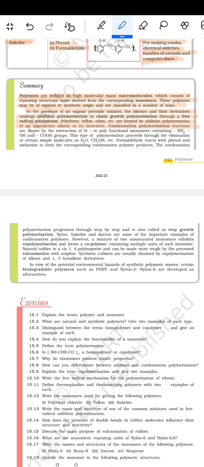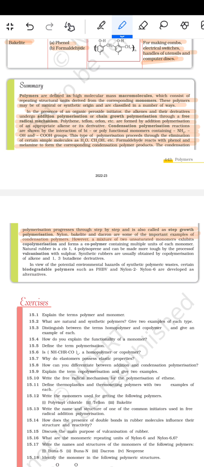Condensation polymerization reactions are shown by the interaction of the bi or poly functional monomers containing NH2, OH and the phenol-OH groups. This type of polymerization proceeds through the elimination of certain simple molecules like H2O, CH3OH, etc. Formaldehyde reacts with the phenol and the melamine to form the corresponding condensation polymer products. The condensation polymerization progresses step by step and is also called step growth polymerization. Nylon, bakelite and dacron are some of the important examples of the condensation polymer.